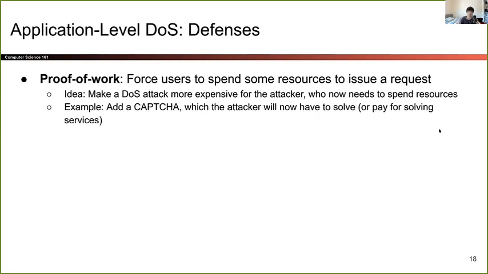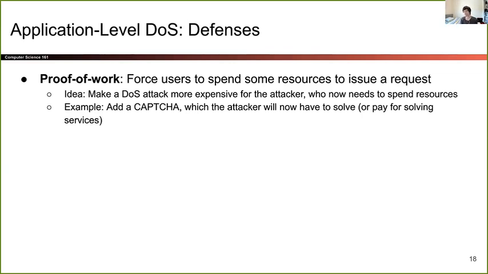Another example of this is to add a CAPTCHA. So we talked about CAPTCHAs at the end of the web unit, and a CAPTCHA is basically you have to solve a quick puzzle using a human that only a human can solve. And the idea here is now the attacker has to either pay money to solve all of these CAPTCHAs using a CAPTCHA solving service, or they have to go through and solve like literally 100 CAPTCHAs. So the general idea is force users to spend resources, and that means that the attacker will now have to spend their own resources to execute a DOS.